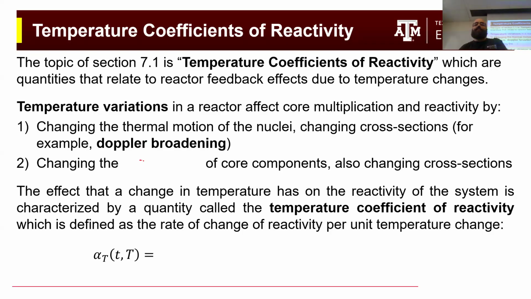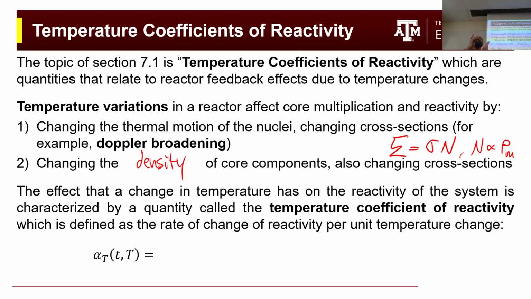And if it changes the density of our core components, that means it's going to change the cross sections too, because recall that our macroscopic cross section is a microscopic cross section times a number density, and that the number density is proportional to the mass density, n subscript m for the mass density, so that we hopefully don't confuse it with the reactivity. So if you change your density, that's going to change your cross sections too, and that happens as a result of temperature change.